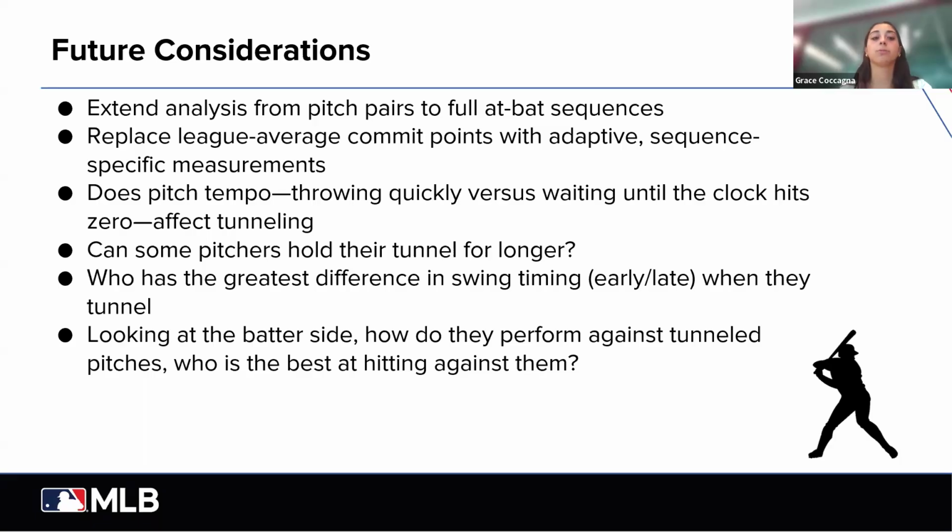I'd also love to explore some leaderboards looking at which players have the greatest difference in swing timing, whether that's early or late when they tunnel. So when they are tunneling 2 pitches, how is that affecting batters? And then lastly, I would love to expand pitch tunneling to the batter side and see how they perform when 2 tunneled pitches are coming at them, possibly leaderboards on who is the best at hitting against tunneled pitches.